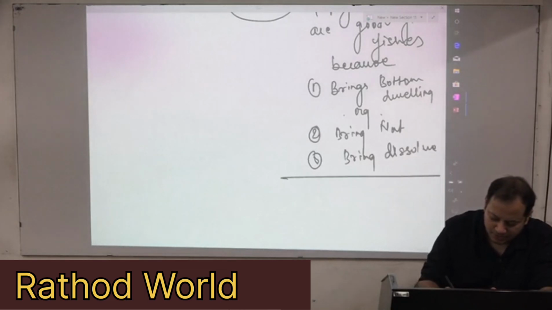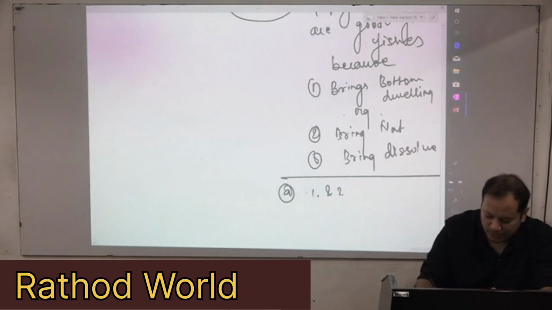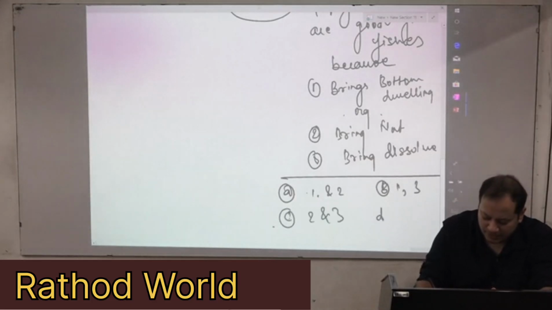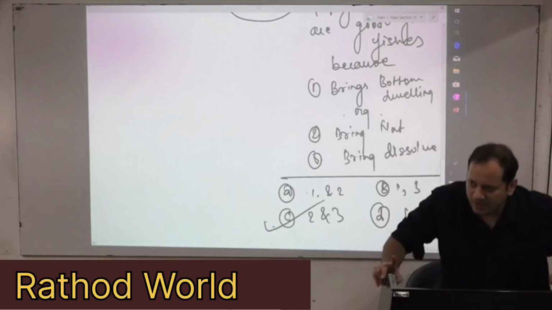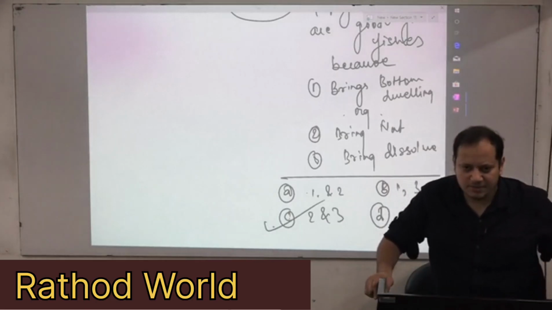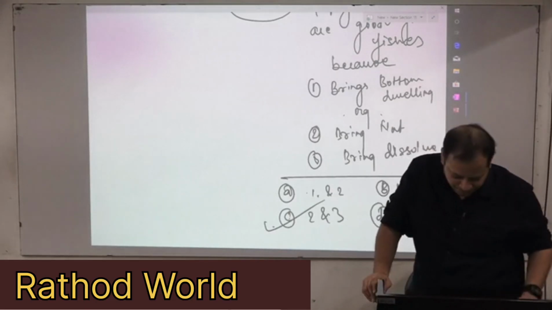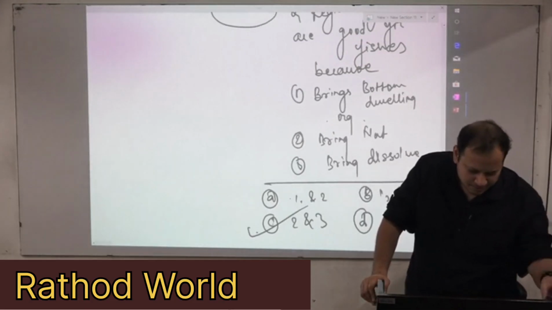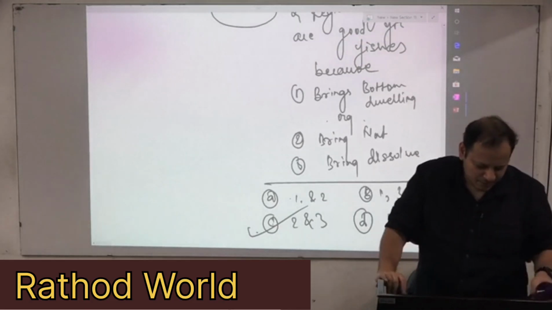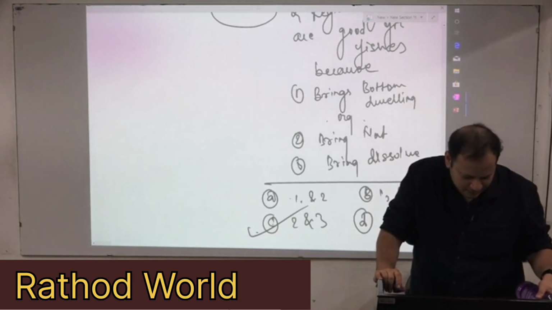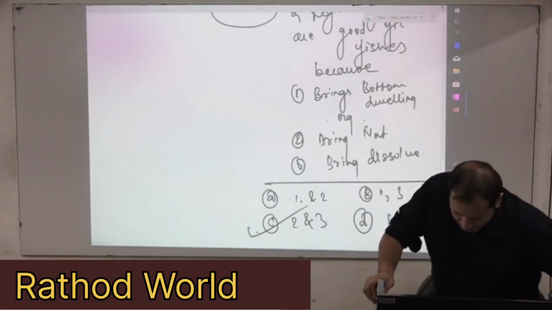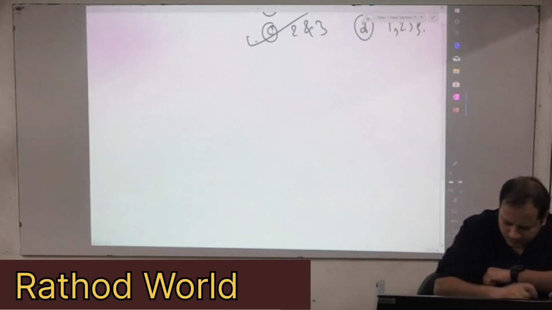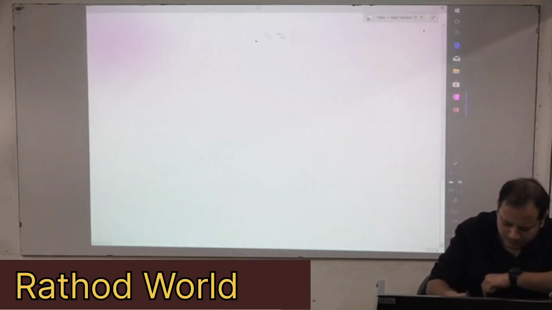Select correct option. A, 1 and 2 only. B, 1 and 3 only. C, 2 and 3 only. D, 1, 2 and 3. C. It will bring the nutrients, it will bring the oxygen, it will not bring the minerals to the surface. Getting it? Clear? So we have to remember small small things. Clear with this?